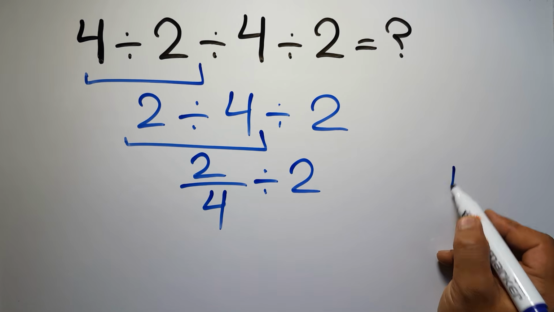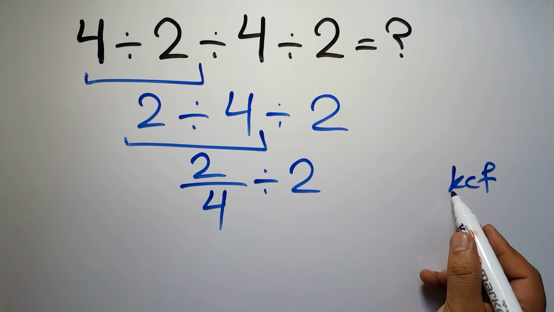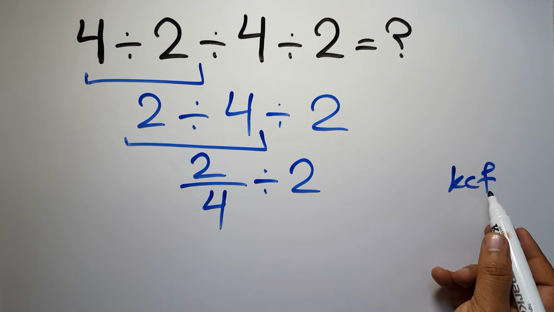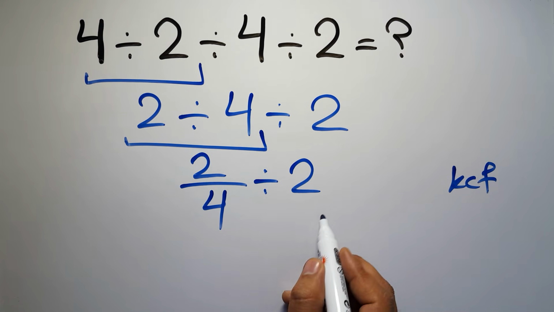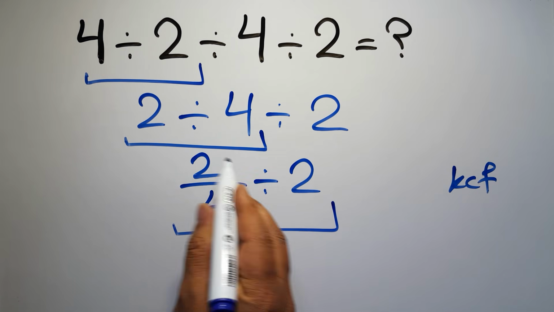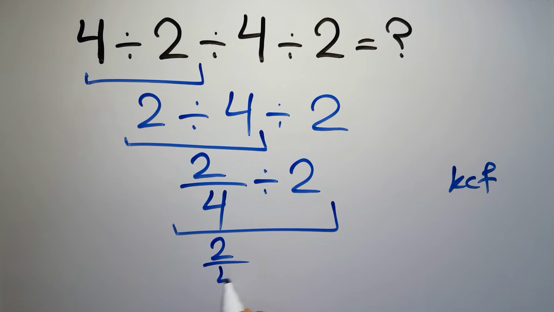Now, according to the KCF rule, K stands for keep, C stands for change, and F stands for flip. We can write keep the first fraction, change division to multiplication, and flip the second fraction. So 2 over 4 then times 1 over 2.